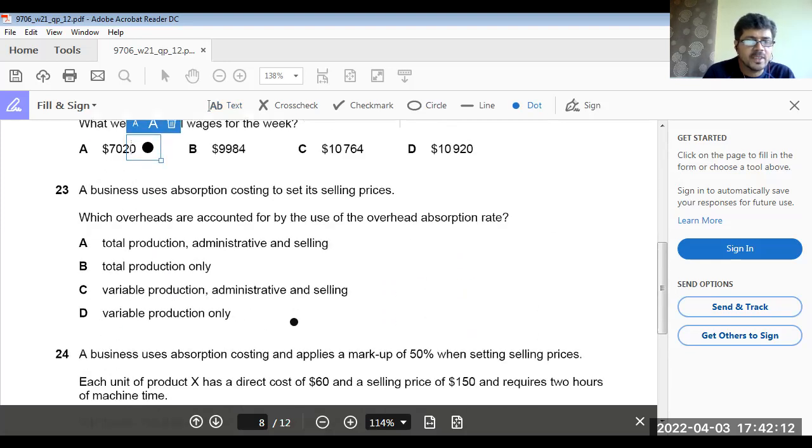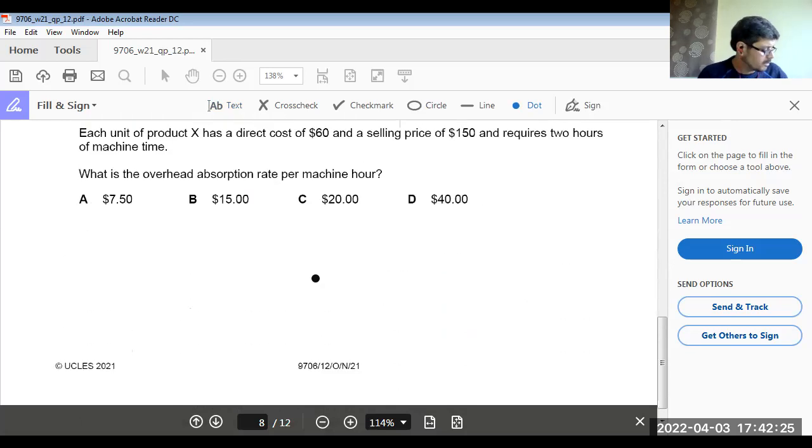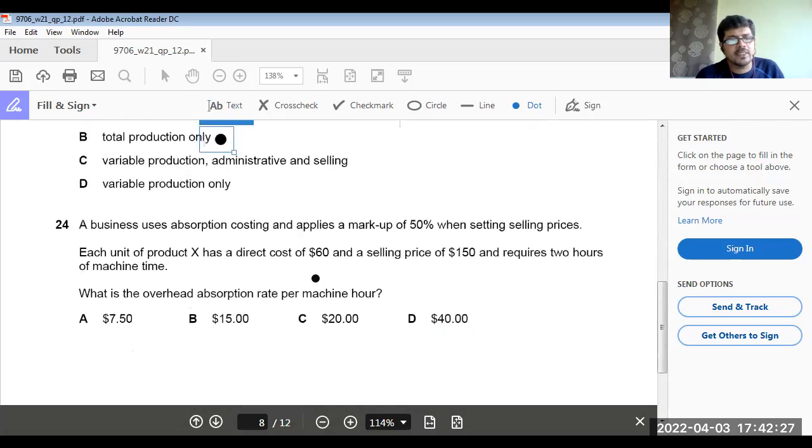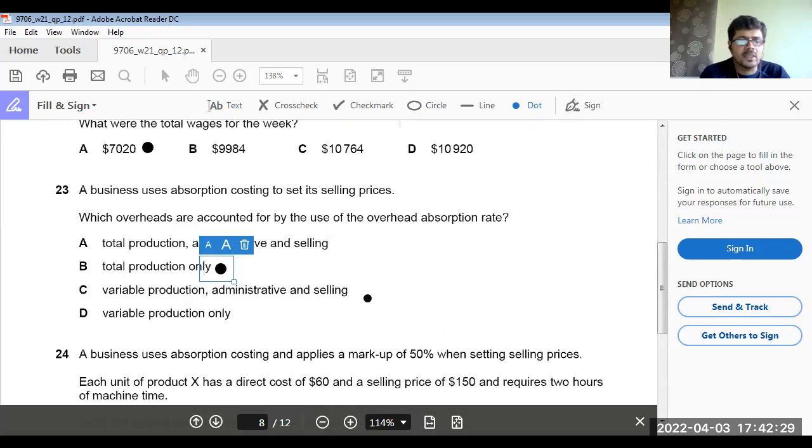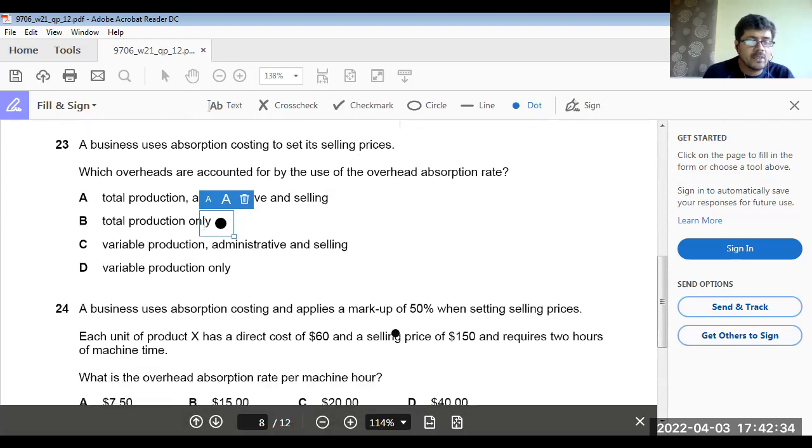Now move on. A business uses absorption costing to set its selling price. Which overhead costs are accounted for by the use of the overhead absorption rate? Only production cost. Production cost is only calculated using the overhead absorption rate. Getting my point? Okay. Now come to 24.